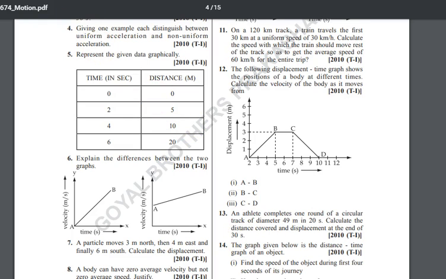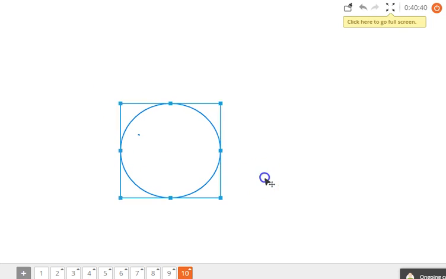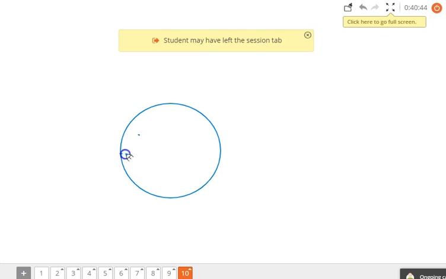What is the circular diameter? 49 meters. So the diameter is 49. Diameter in the sense of from here to here, total that is 49.